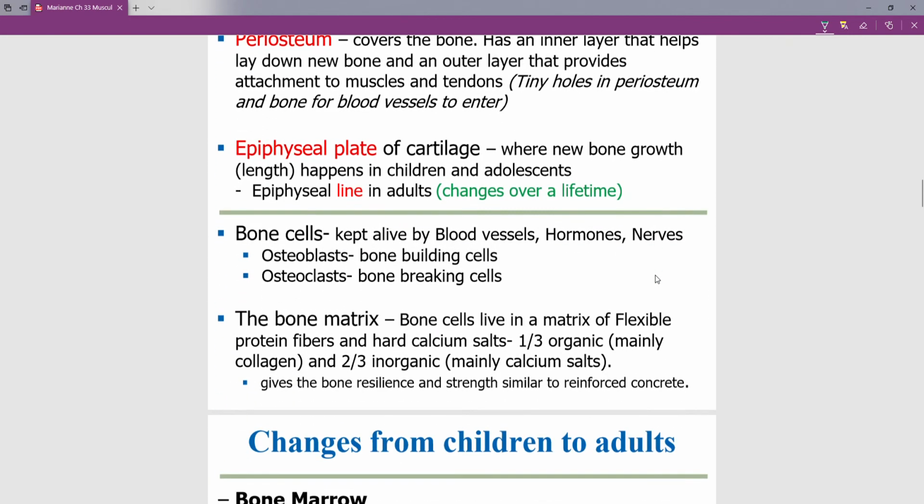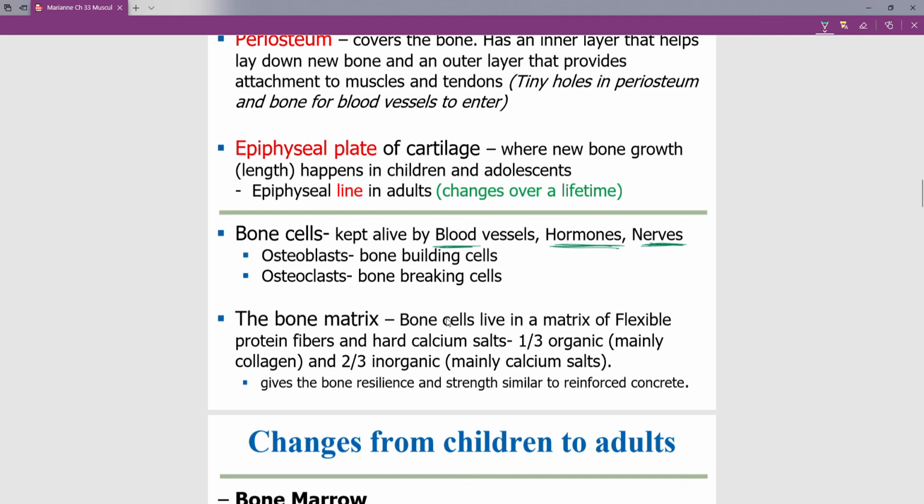There are a few other little things of note here in that the bone cells are alive. They're kept alive by blood vessels, which I talked about, those holes through the periosteum. Hormones are important for that process of bone remodeling. And then there's also nerve innervation. If you've ever broken a bone, it hurts. And that's your sign that there are nerves in there.